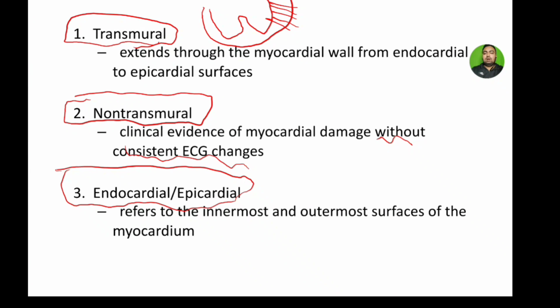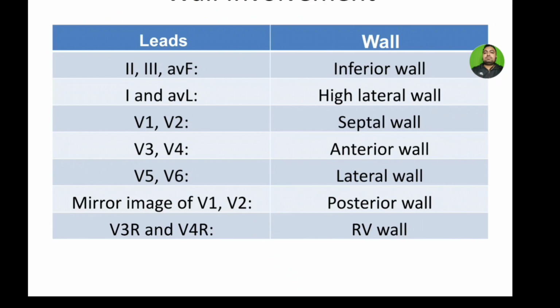Non-transmural infarction is where there is clinical evidence of myocardial damage without consistent ECG changes. We'll see it further. Then the third is endocardial or epicardial. It refers to the innermost and outermost surface of the myocardium. If there is endocardial infarction, the inner part of the heart is affected, and whenever there is epicardial infarction, the outermost part of the heart is affected.